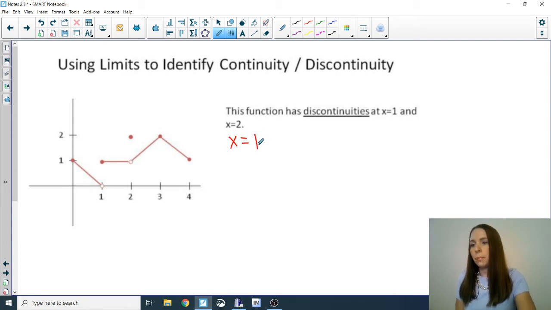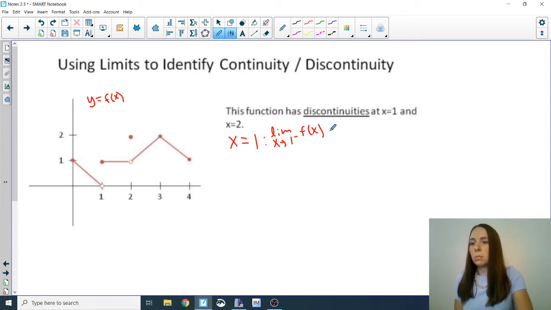Okay, sorry. So for x equals 1, what's going on here is that we do have the function value existing. It's right here. However, we don't have the limit as x approaches 1 existing. And so that's what I'm going to focus on. I'm going to say that the limit as x approaches 1 from the left, this is not defined. Let's just call it y equals f of x. We'll call it f of x.